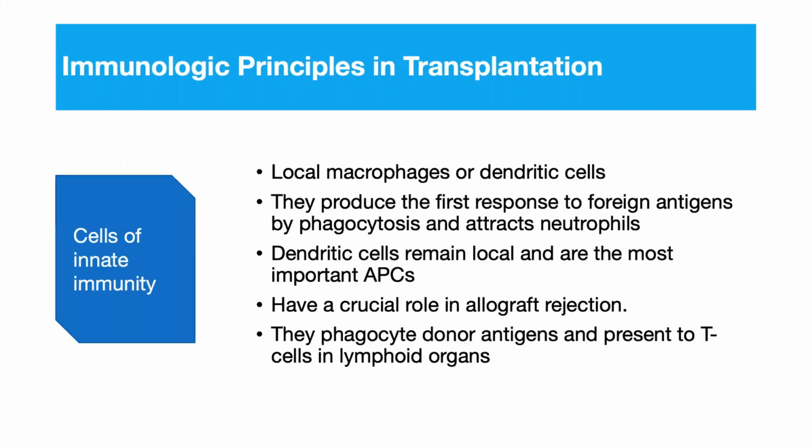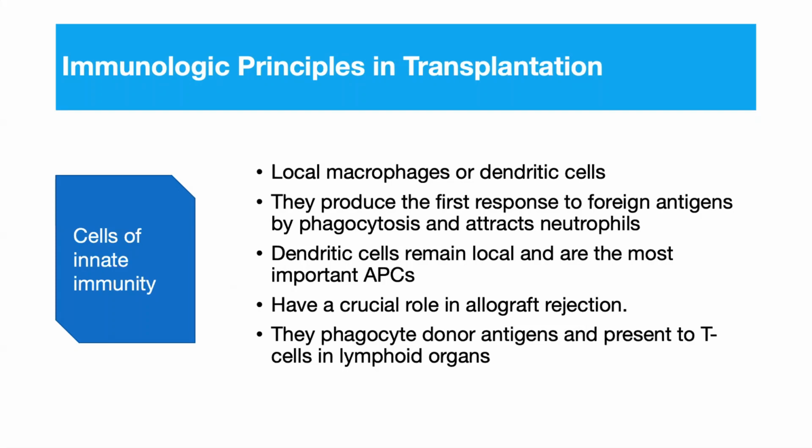So this is T cell mediated. Okay. What are the cells of innate immunity? Just to understand the basics, they are basically the macrophages, the immature dendritic cells and all. As I alluded to earlier, they produce the first response, okay? And they remain local at the site, and the most important antigen presenting cells are the dendritic cells, more than macrophages.